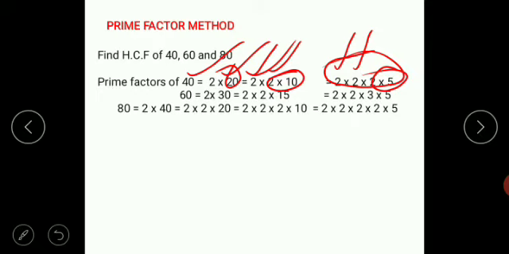3 5s are 15. So 60, how will you split? 2 into 2 into 3 into 5. Okay, now next we will split 80. 2 40s are 80. 2 you write as it is. 40 you have to split now. Already we had split the 40: 2 into 2 into 5.